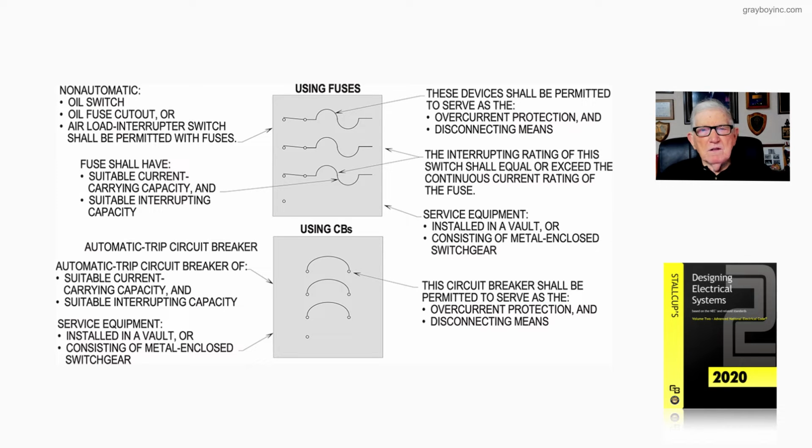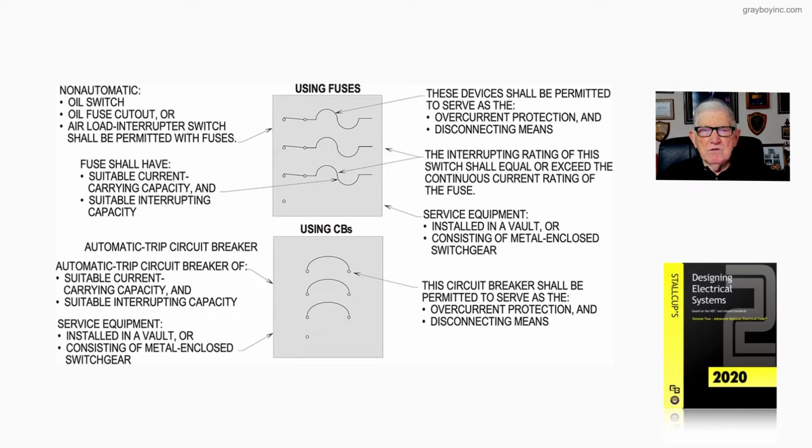But notice when we are using fuses as the overcurrent protection for the conductors on the load side to the equipment or service or whatever it may be, notice at the left-hand top side of the illustration, non-automatic, air switch, cutout, or air load interrupter switch shall be permitted with fuses. But additional information is required.